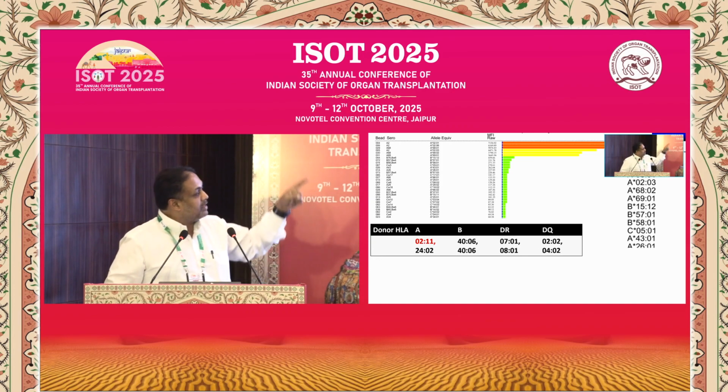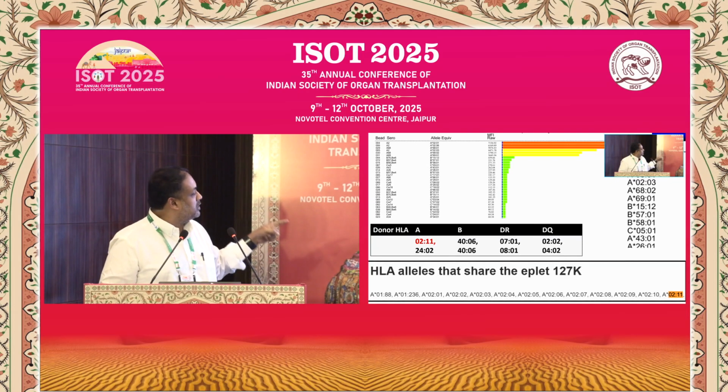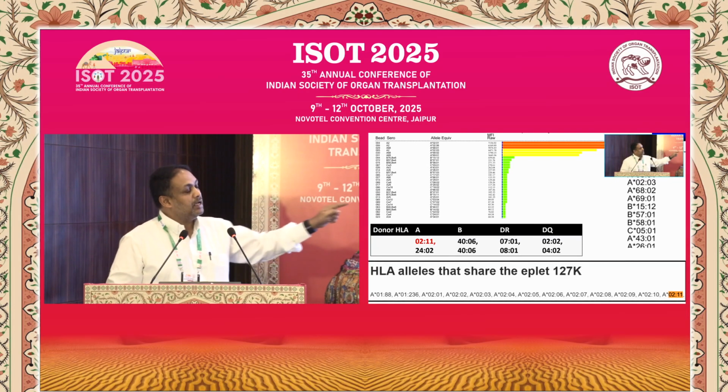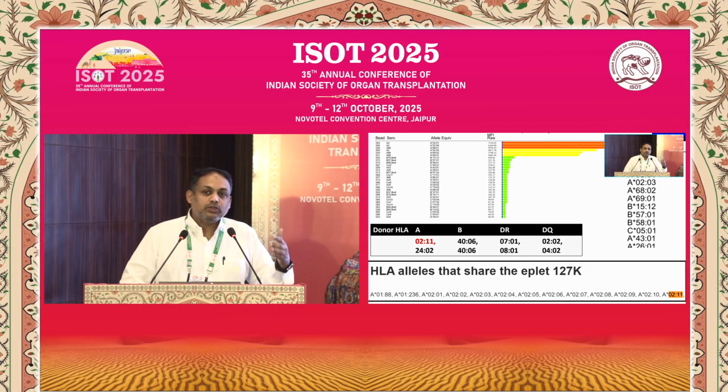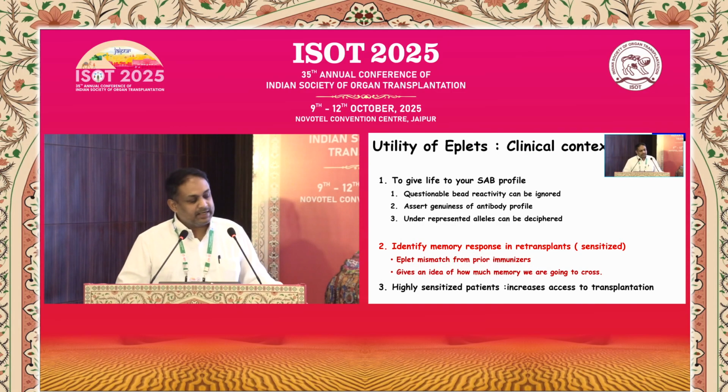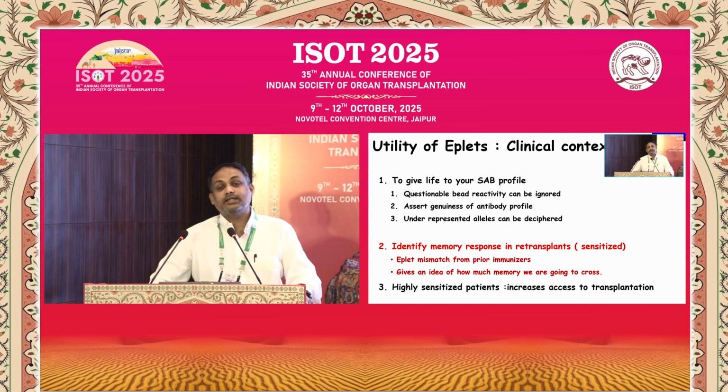Okay, so what we can see is that this is explained by 127K. If you go to the directory, A211 is a part of that 127K. So you can give life to your single antigen bead profile. Coming to the next, which is transplant in retransplant patients.